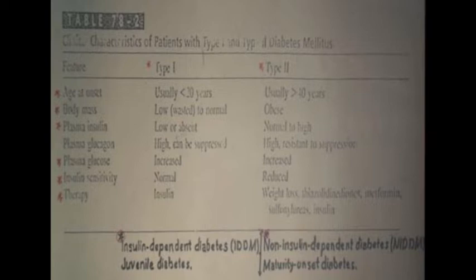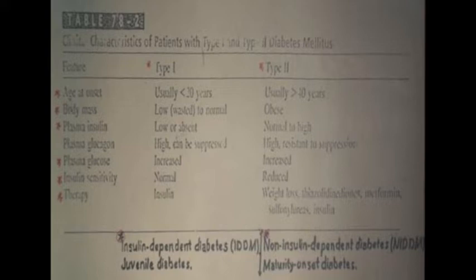The age of onset: usually young, below age 20 in type 1. Type 2, usually old, about age 40. Body mass: usually normal or low in type 1. In type 2, obese. Plasma insulin: low or absent in type 1, normal to high in type 2.